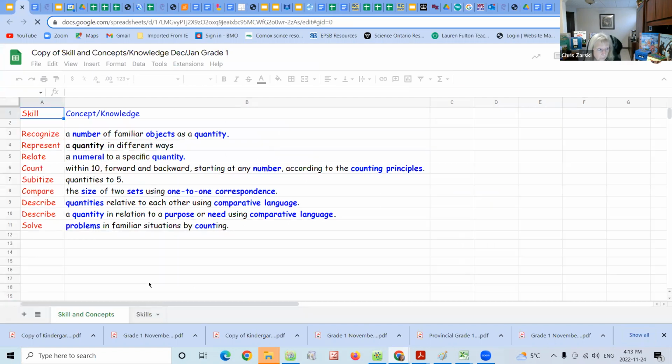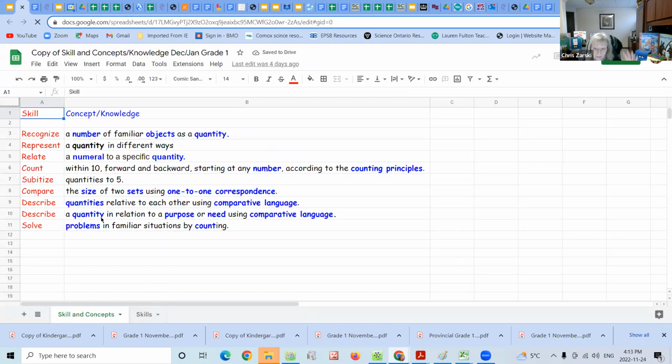You have the same ones that have been put down, but all I did was I just sort of summarized them into a shorter version. And at the bottom of your screen is another tab called skills.